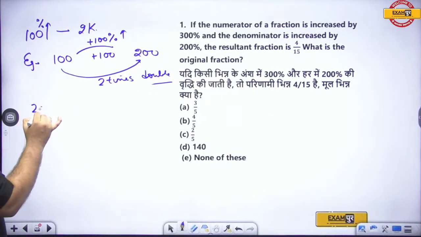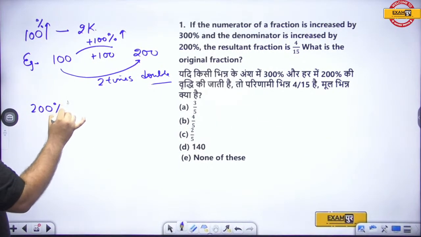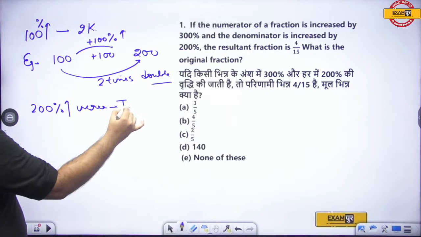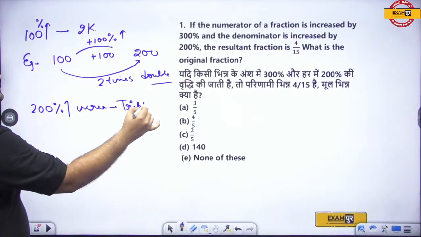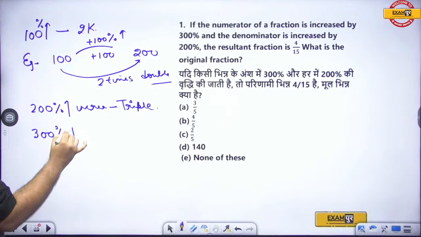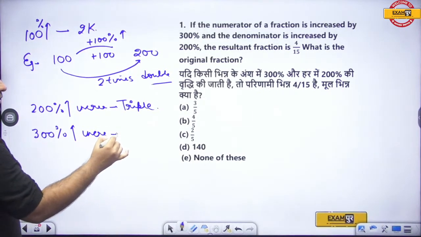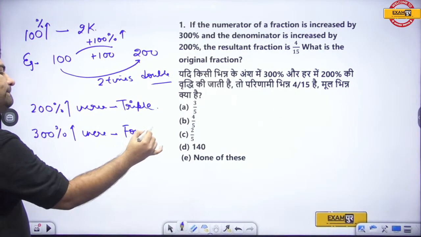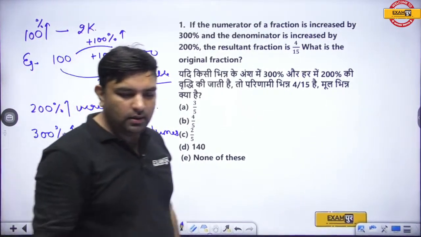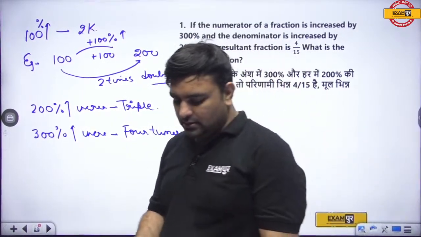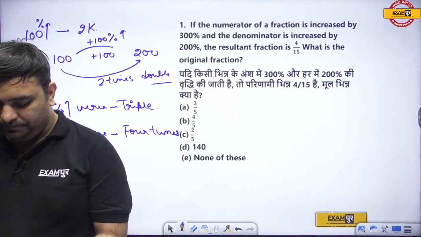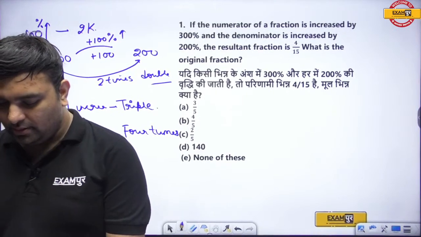Similarly, 200% increment would be tripling, and 300% hike would be 4 times. Can you observe this pattern now? Okay. I hope so.